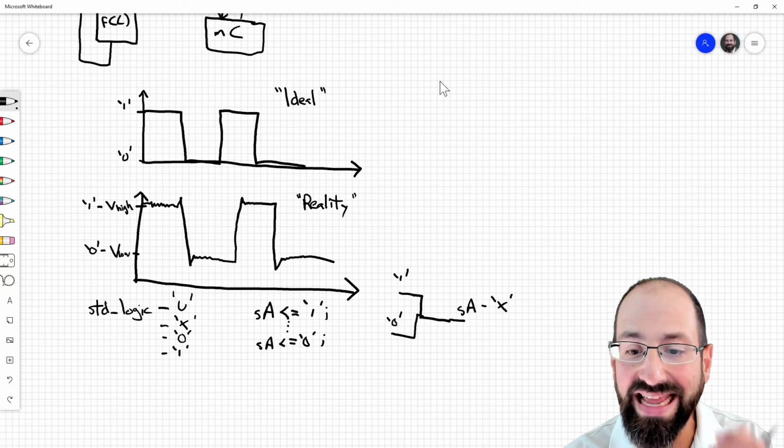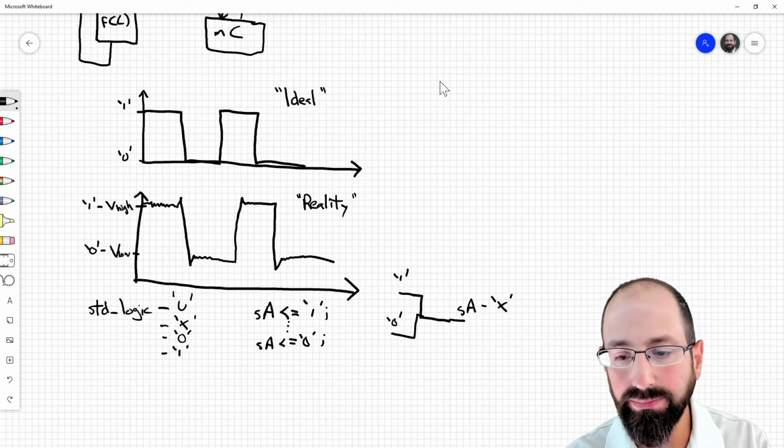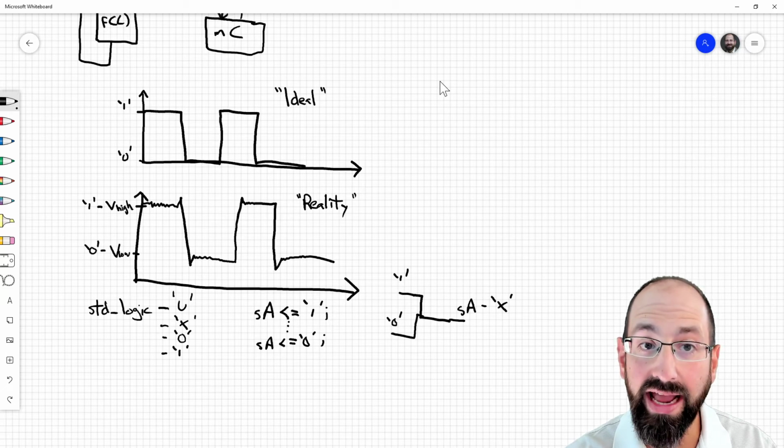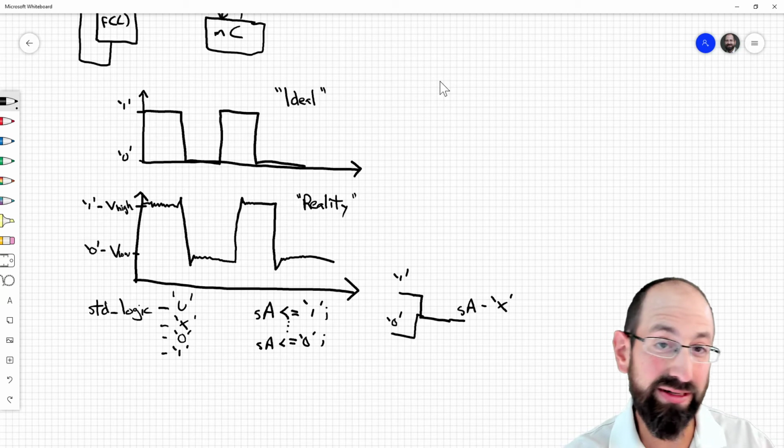So when you see an X in your design, you've done this. You have done it somewhere, and it's subtle. And then these effects can also percolate forward, right?